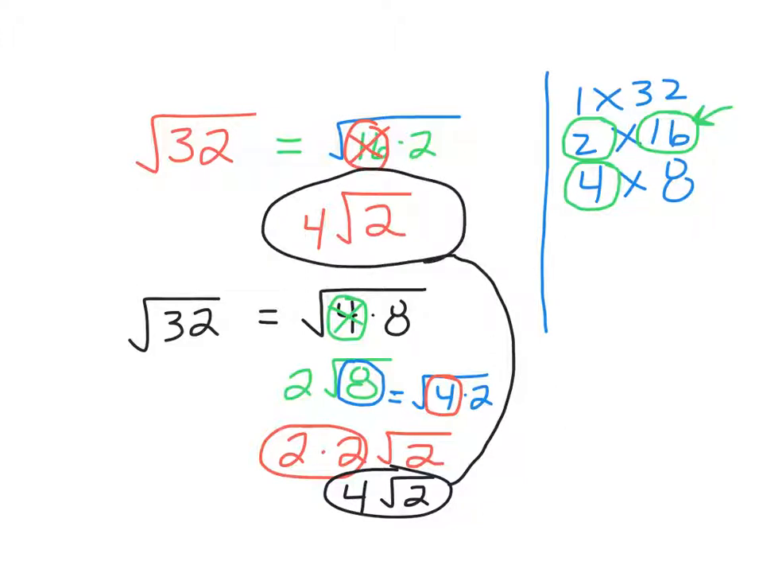It's just that it's a lot easier if you can think of the biggest number that is a factor that is also a perfect square.